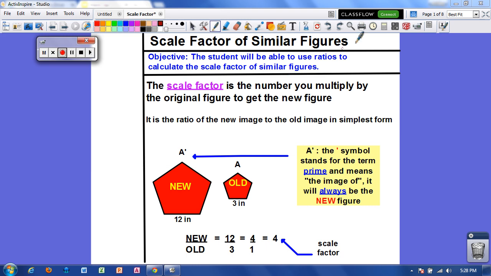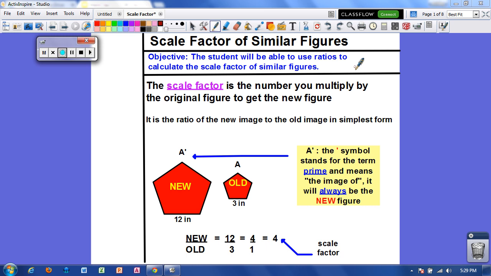Hey guys, alright, today we are talking about scale factor of similar figures. Make sure you write down everything that you see and everything that I write down. So your objective for today: you will be able to use ratios to calculate the scale factor of similar figures.